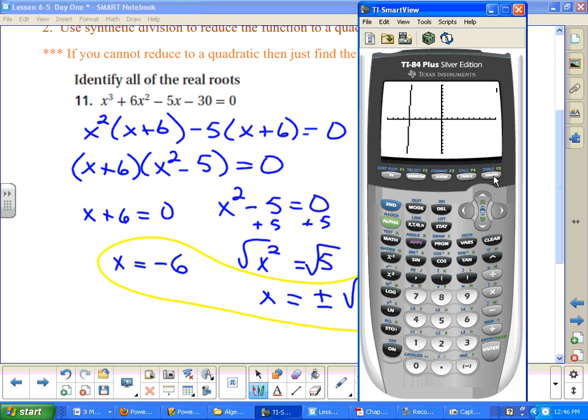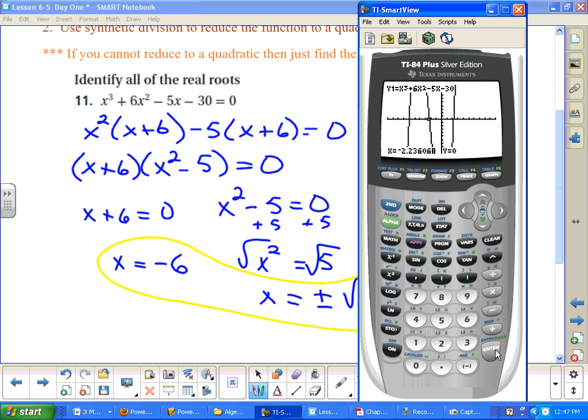If I graph it, we can see there's a 0 here at negative 6. 1, 2, 3, 4, 5, 6. Negative 6, and then there's 2 other ones here. Now, I can check it. I'm going to press trace. If I type in -6, yep, there's that 0. And I can check the square root of 5 by putting in square root of 5 and hitting enter. That's equal to 0 also. And negative square root of 5, that one's 0 too. So it worked. What I did was correct.